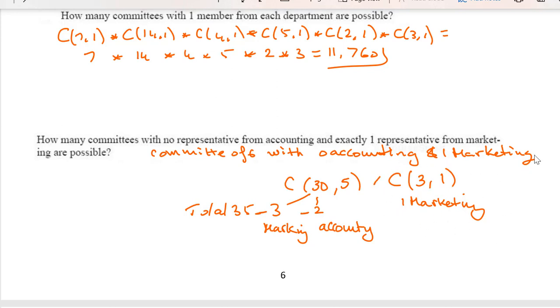And then we multiply it with 5 more, but with 0 accounting and 0 marketing. Since we have 35 people total, if we take away everybody that represents marketing and everyone that represents accounting, that will give me no marketing, no accounting. Marketing has already been accounted for right here. So this is how you answer this question.